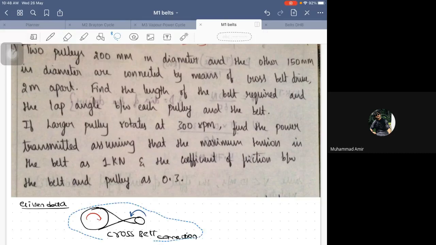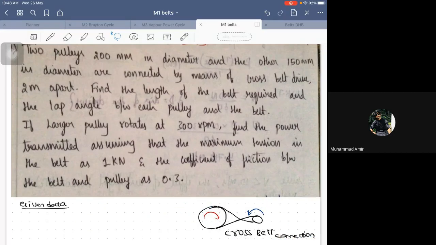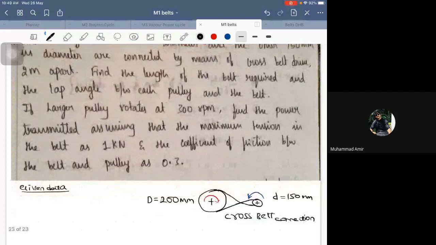Okay, so this is a cross belt connection like this. Whatever the direction is there would be reversed on the other hand. The diameter of the larger pulley is capital D, which is 200 mm, and the diameter of the smaller pulley is small d, which is 150 mm, by means of a cross belt drive. He has also given the center distance, capital C, which is 2 meters apart.